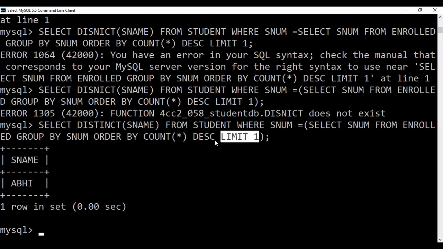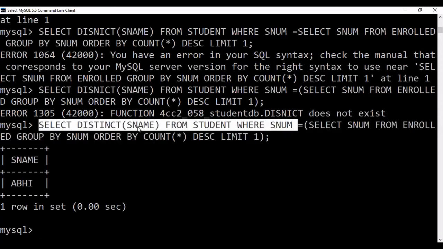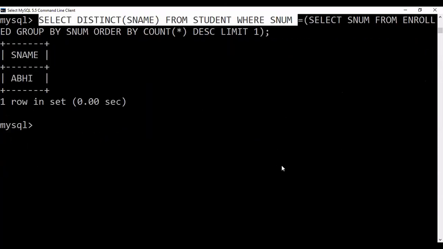Similarly, if the minimum is asked, then you make it ascending: order by count star, then limit 1. If it is ascending order, the first row will contain the minimum value. That first row will be fetched, and that is the student assigned with the minimum number of subjects. Once we got the student number, I compare with the outer query: the student name from student, where S number is what is given by this inner query. So this is the fourth.